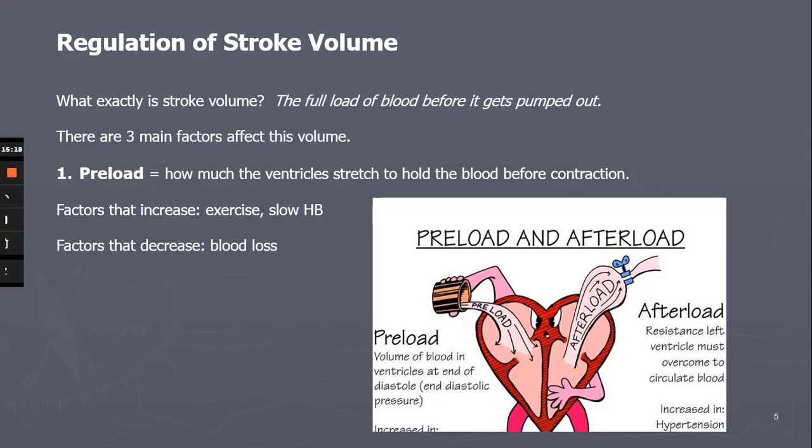So a factor that will decrease, and hopefully it's an easy one to remember, is blood loss. This one's easy to remember because if we lose some of our total blood volume, we have less blood being pumped back into the heart, therefore the ventricle, and it's going to decrease our preload. So overall, if we increase our preload, it's going to increase our stroke volume. If we decrease our preload, it will decrease our stroke volume.